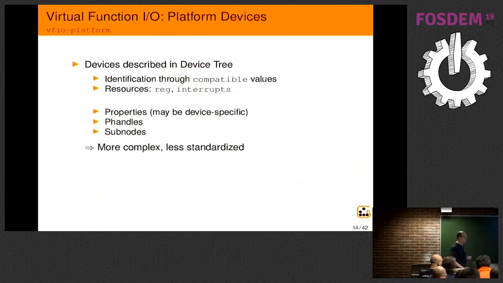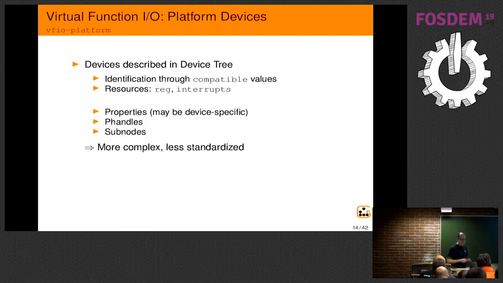Now on ARM embedded systems, you typically don't have a PCI bus inside the SoC. There may be some external PCI bus where you can plug in PCI Express cards or something like that. But you have own SoC devices that are described in the device tree. So there's a compatible value that specifies what kind of device it is. There are special properties to specify what resources you use, like register address space and interrupts. That's quite similar to PCI. But there can also be lots of other properties that may be device specific.